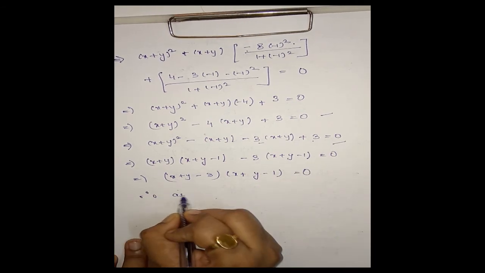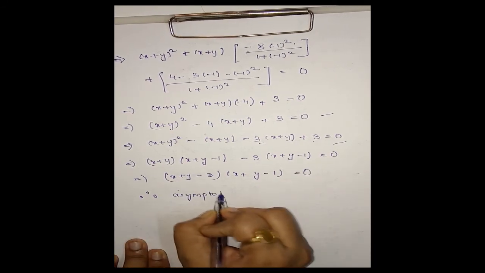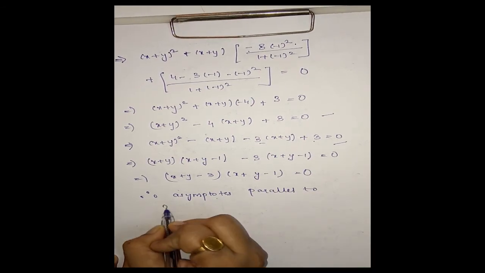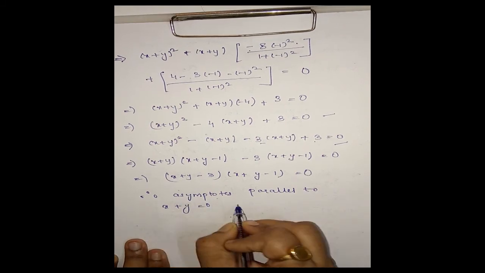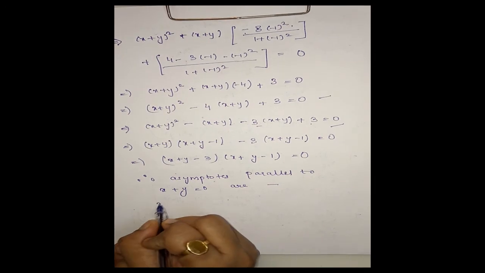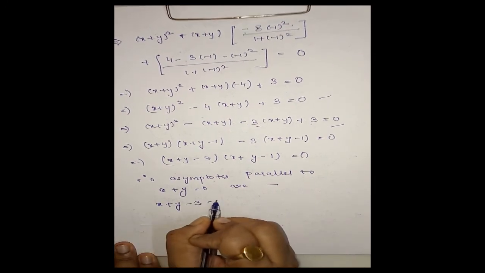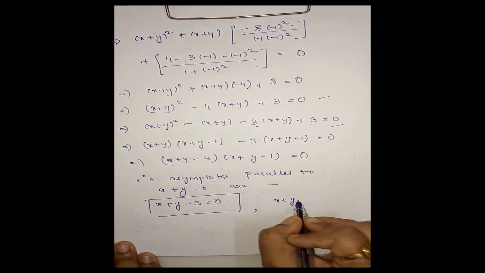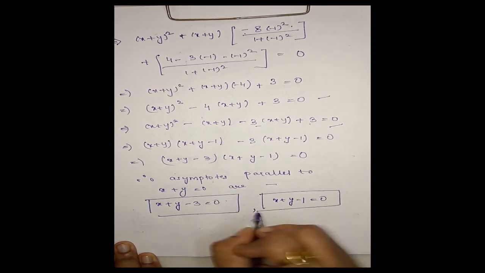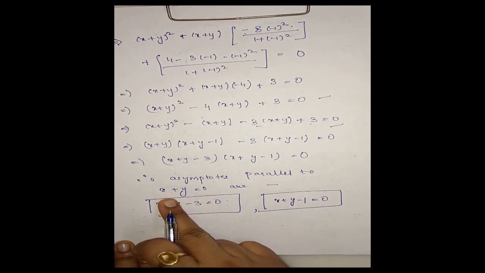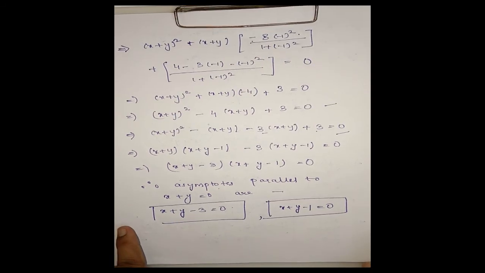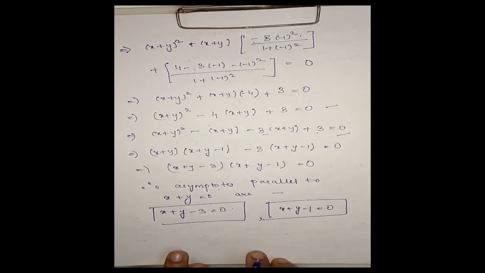Therefore, asymptotes parallel to x plus y is equal to 0 are given by this: x plus y minus 3 is equal to 0. One asymptote is this, and the second is x plus y minus 1 is equal to 0. These are the two asymptotes which are parallel to x plus y is equal to 0. This is how we have to apply the second special method to find asymptotes.